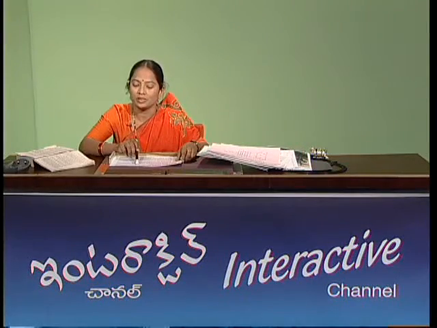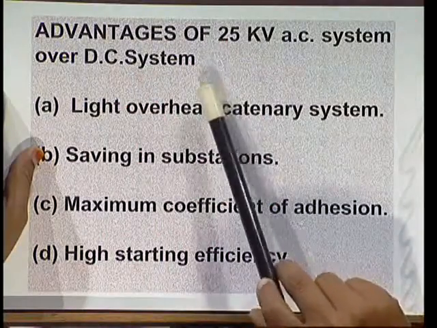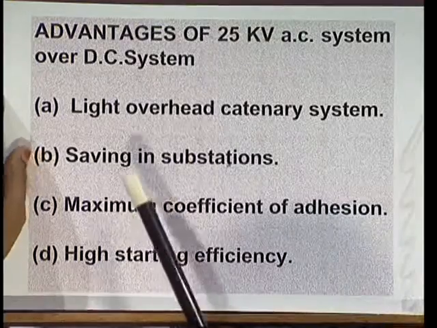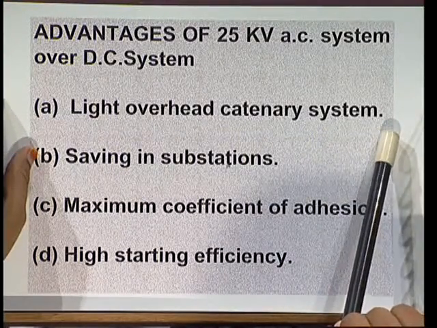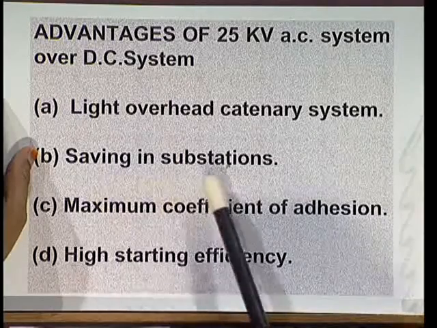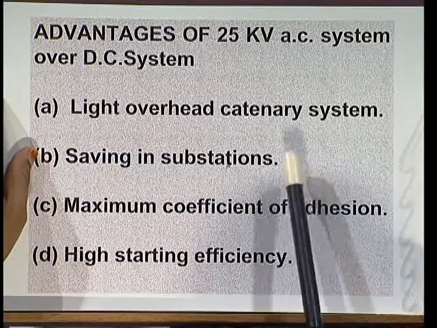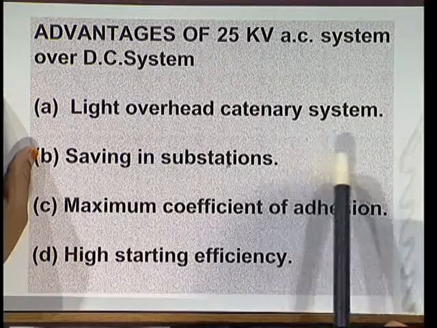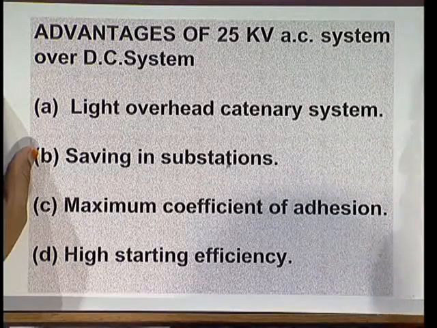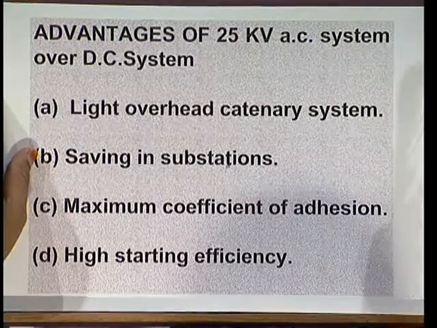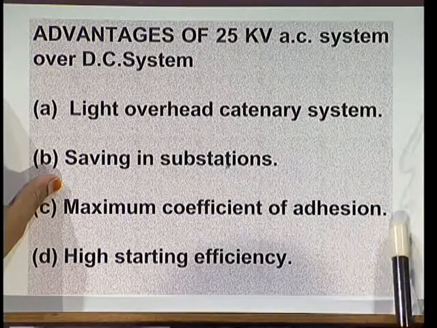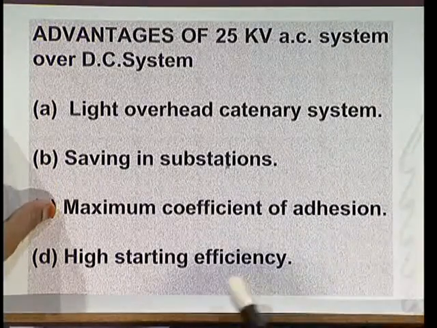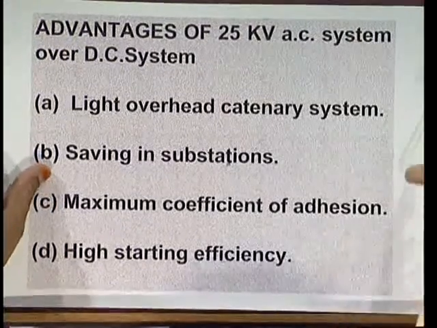The advantages of the 25 kilovolt AC system over the DC system are that it has a light overhead catenary system. There will be a saving in substations. The substations can be placed farther apart, nearly 50 to 80 kilometers apart. The maximum coefficient of adhesion is possible and it has high starting efficiency.